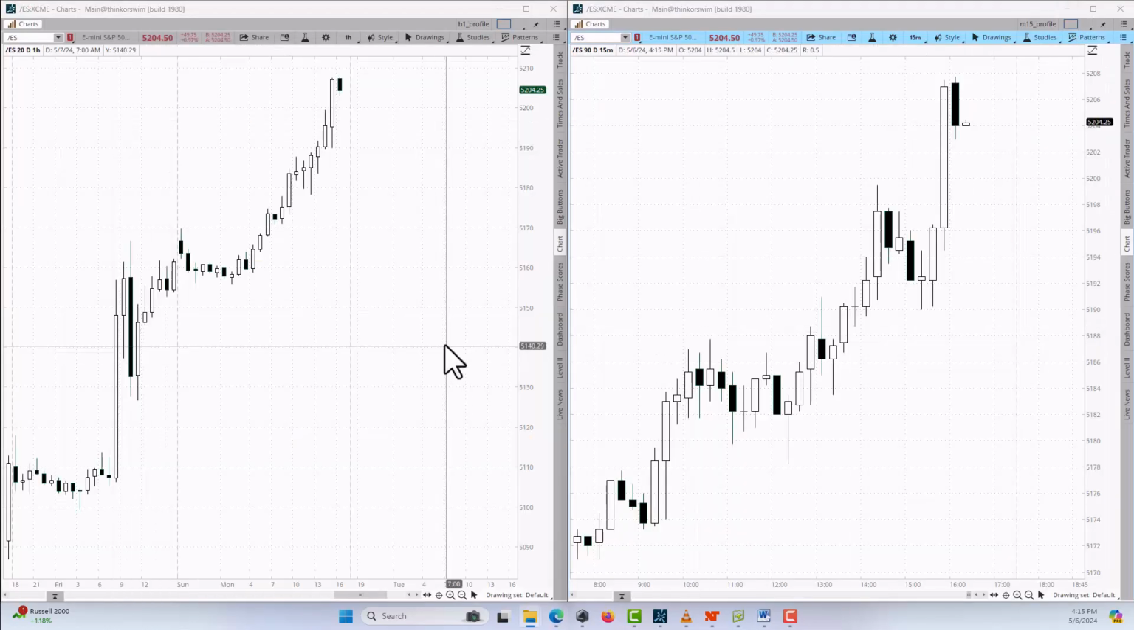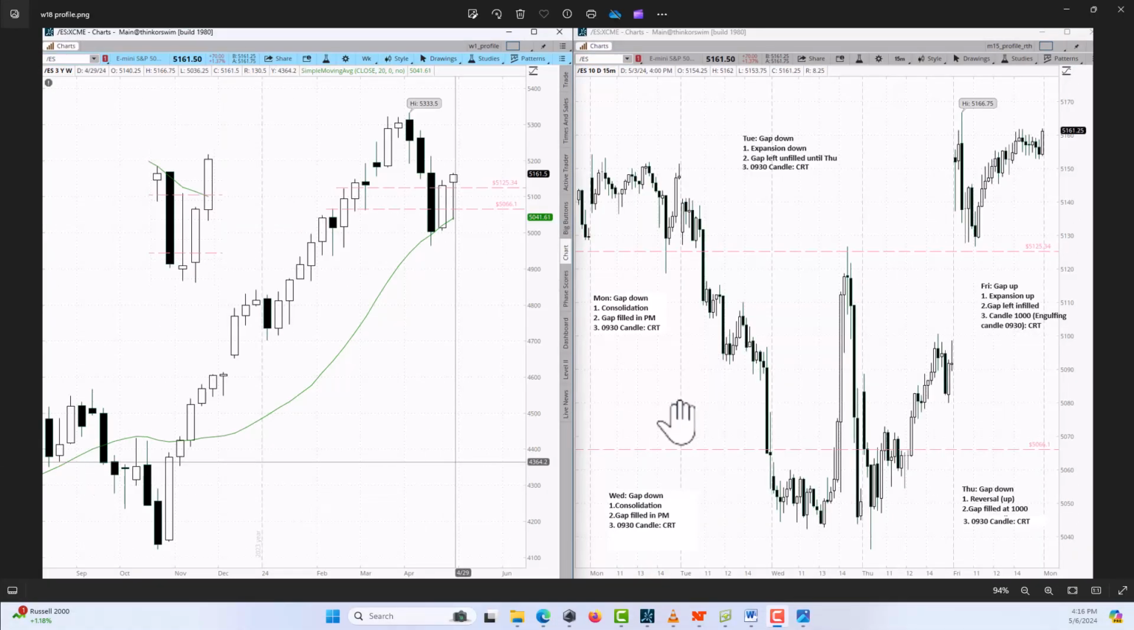Before we go to today, we want to show something real quick. Here is our weekly profile for last week, which is week 18. Here's our weekly candle for last week. You see that we start on April 29, and here's the daily 5-day. You have Monday, then Tuesday, then Wednesday, then we have Thursday reversal, and then Friday continue.